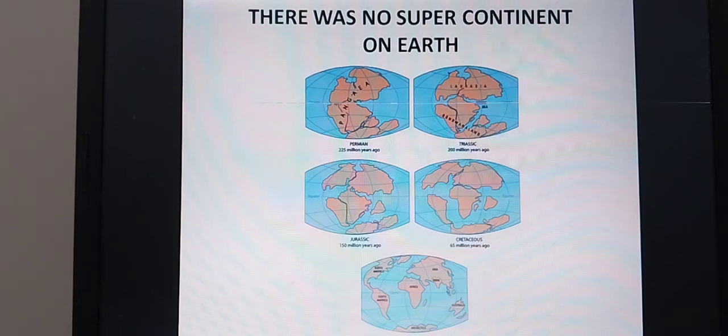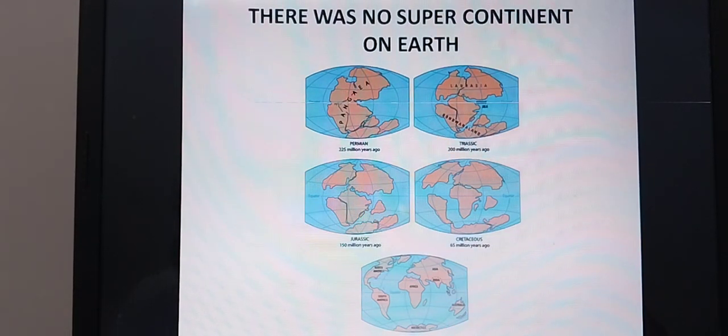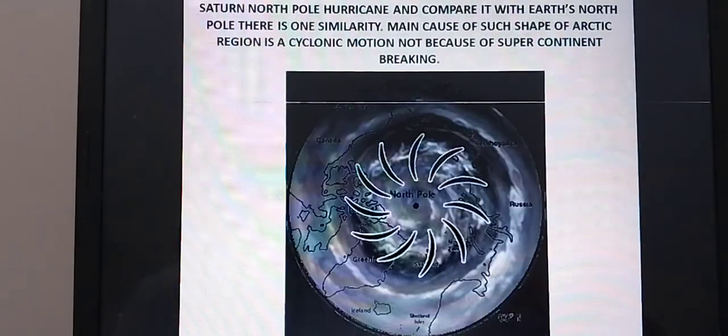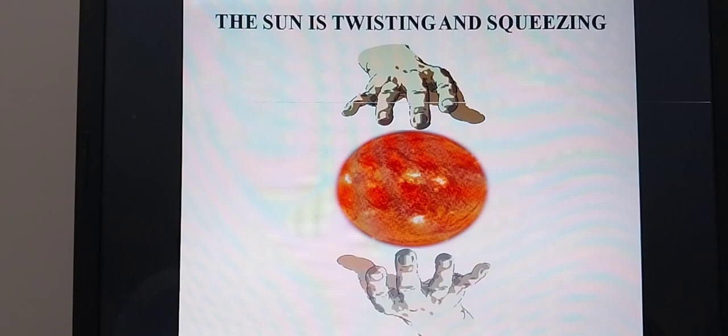So according to our theory of a new and completely different geoscience, in this part we explain how a supercontinent is not possible on the Earth. Dear friends, in this part we explain a new and different idea of the origin of continents and oceans.